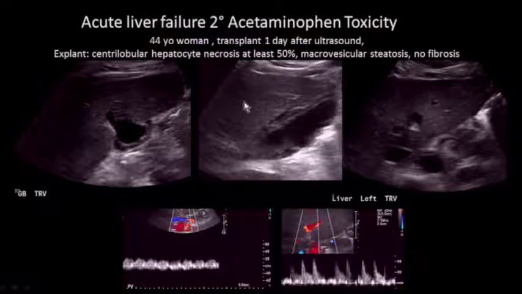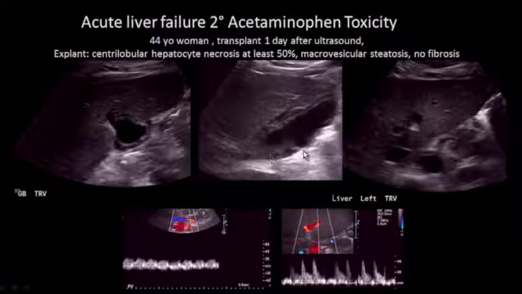This was a patient who was admitted in acute hyperacute liver failure secondary to acetaminophen. She was 44 years old, and 1 day after this ultrasound, she had a liver transplant which showed at least 50% hepatocyte necrosis. This is what her liver looked like. I think we'd all admit that the liver parenchyma here looks quite homogeneous and normal. The contour of the liver was smooth.